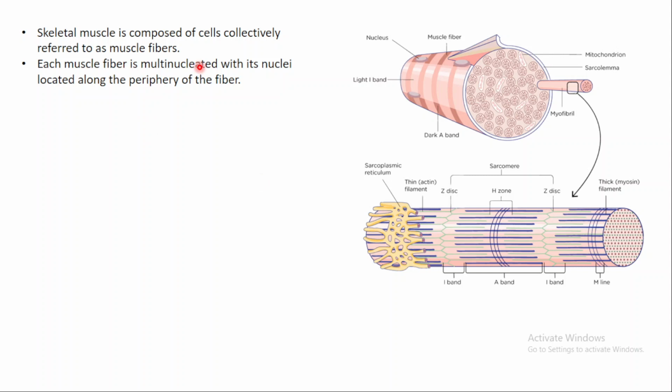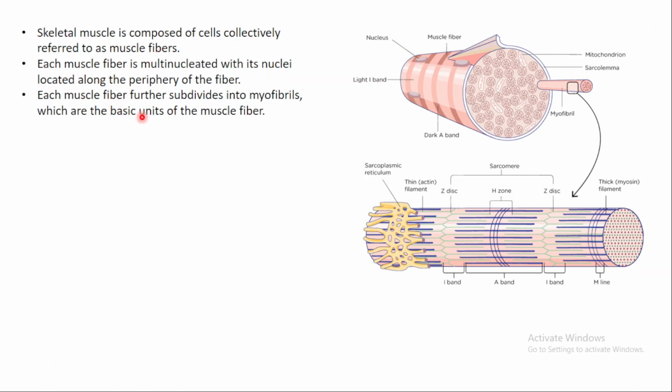Each muscle fiber is multinucleated with its nuclei located along the periphery of the fiber. This is what I was talking to you about. Every muscle fiber is multinucleated because it is formed by fusion of different myocytes, and all these nuclei tend to be on the outer periphery of the fiber. Each muscle fiber further subdivides into myofibrils. We are looking at one myofibril, which is the basic unit of the muscle fiber.